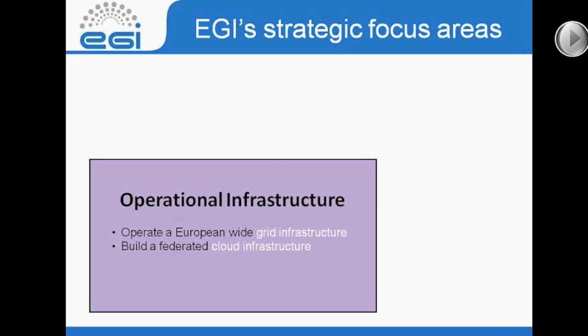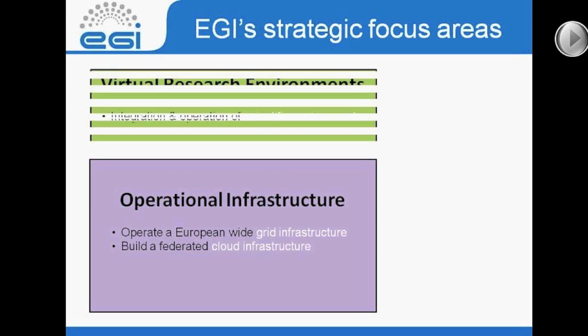So on slide number 10, I'm showing you the 3 key strategic focus areas that EGI has. The core business of EGI is operating an infrastructure. We have a well-established grid infrastructure which was developed over the last decade or so, and which is heavily used by various scientific communities. Recently, we started building a federated cloud infrastructure which aims to provide more flexibility and new types of access mechanisms for scientific communities. I will talk about these 2 infrastructures in a minute.